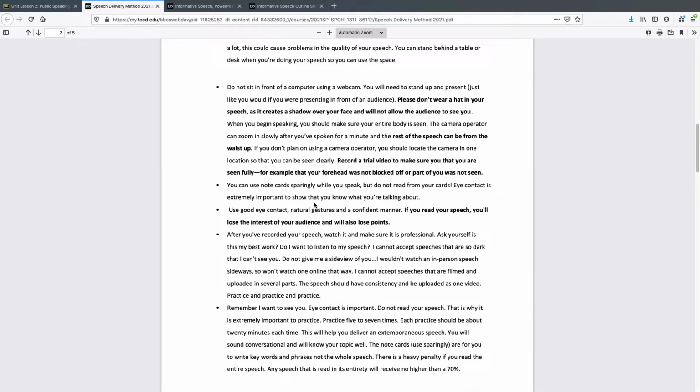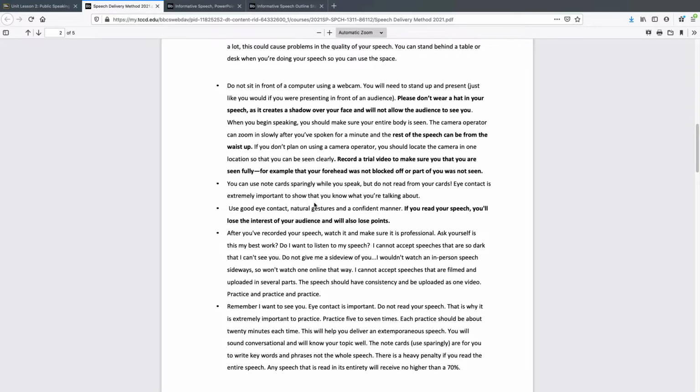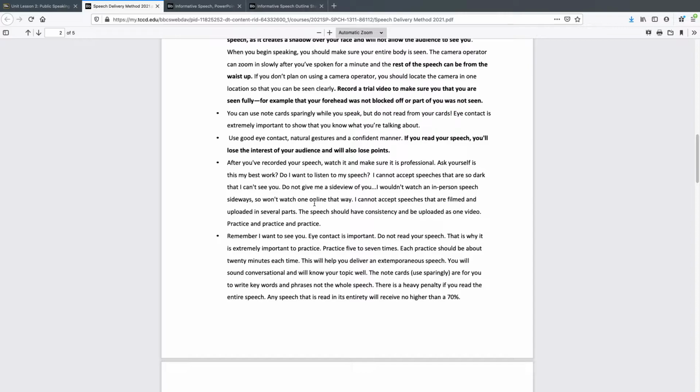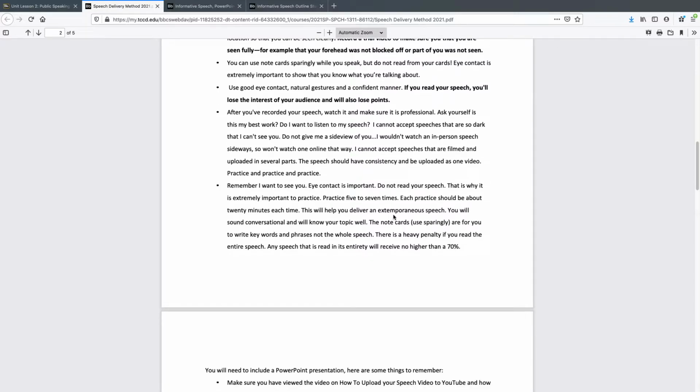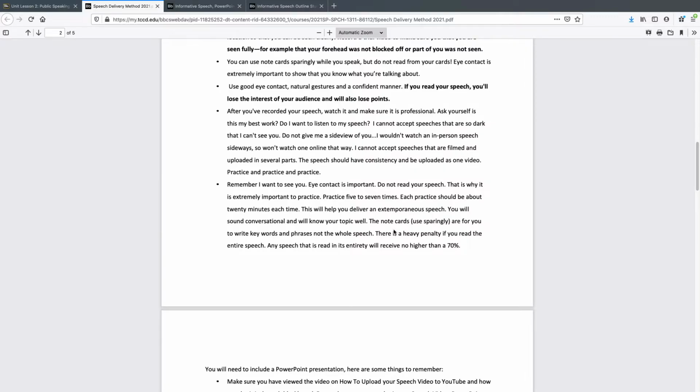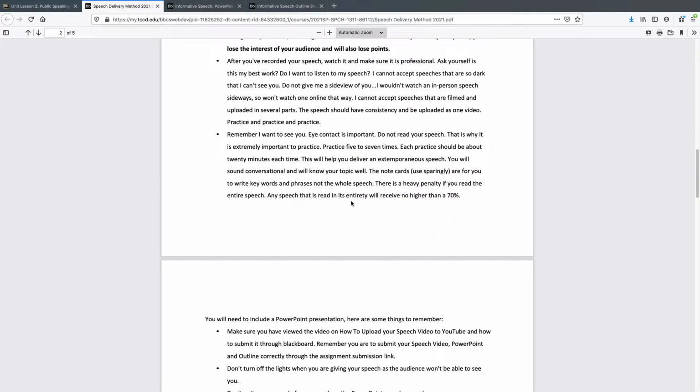Again, use note cards sparingly. Do not read from your cards. You're going to lose points that way. I keep on stressing, I want to see you. There's a reason why, because of past experience. Eye contact is important. Extemporaneous speech should sound conversational. The more you practice, the better you'll know your topic. Again, any speech that is read in its entirety will receive no higher than a 70%, and that's if all the other criteria are done correctly.